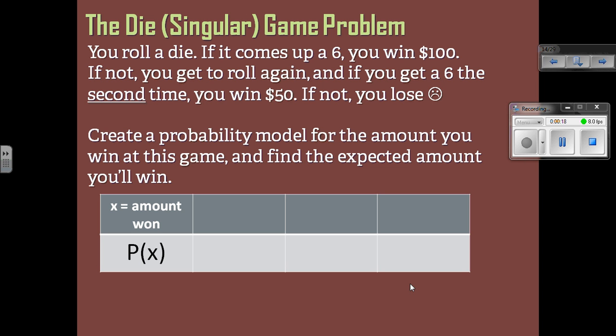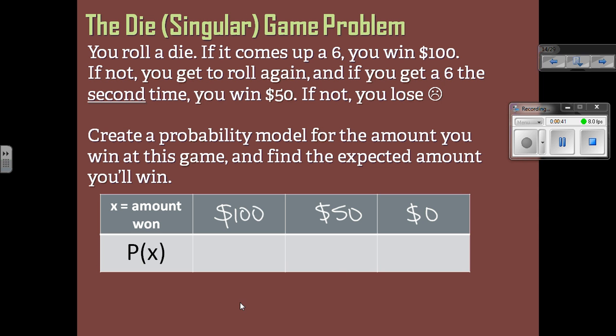So we're going to create a probability model for the amount we would expect to win, and then we're going to find the expected amount. So, three options. We could win $100, we could win $50, or we could win $0. This time, though, to find these probabilities, I don't really need to make a table. I'm just going to think about how a die works.